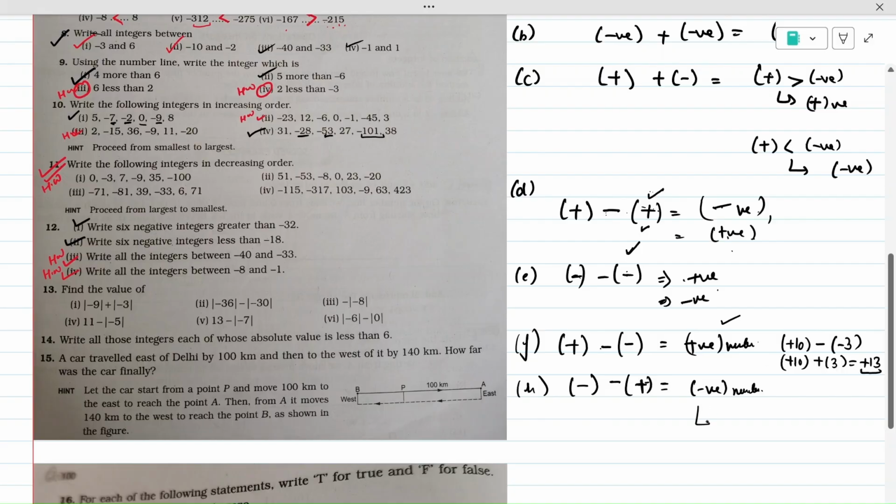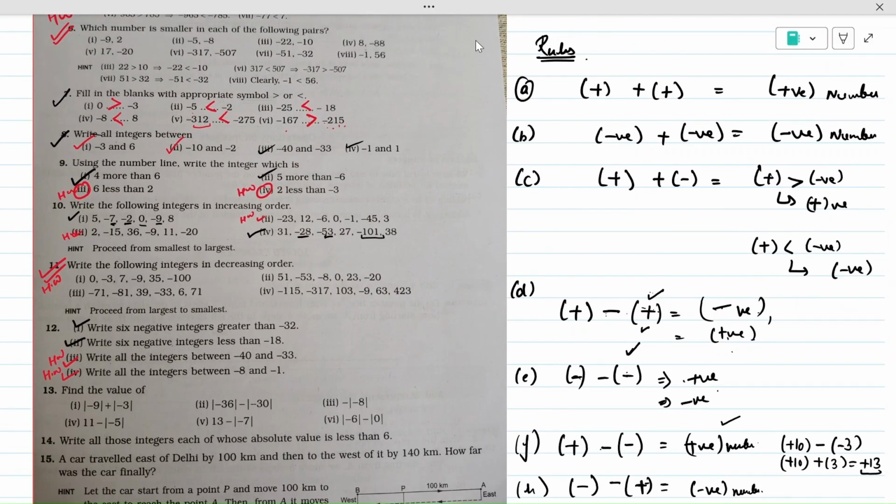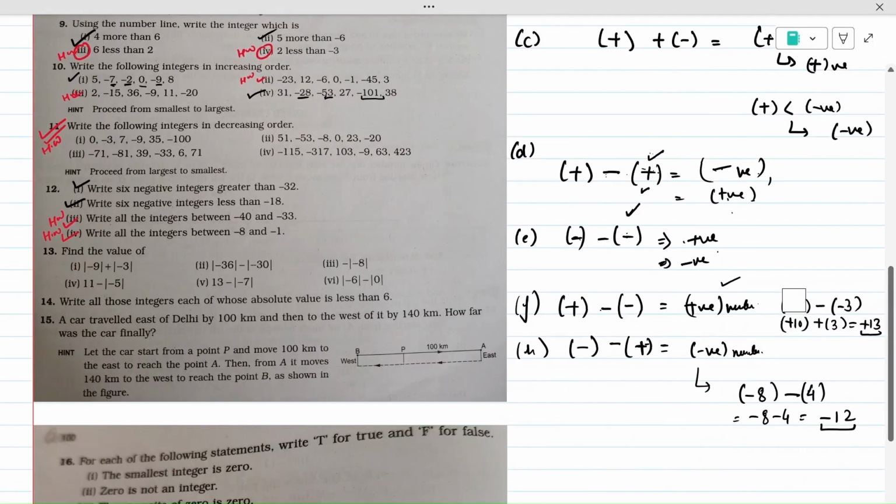Okay, and in the case of the second one, I'm taking another example here. If I have minus 8 and then I am subtracting a positive number from it, so this will become minus 8 minus 4, the answer will be minus 12. So these are the rules which you should learn and understand by heart, and these are the rules which we are going to use in all the questions in the next exercises also.